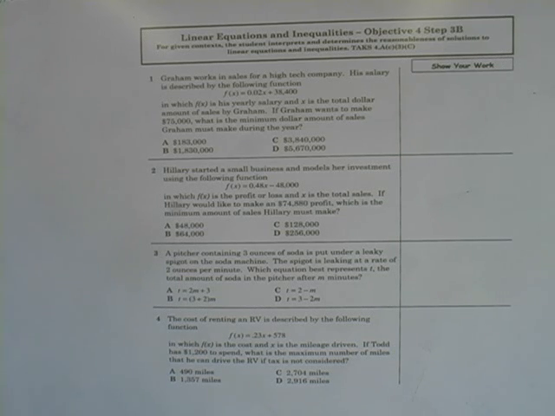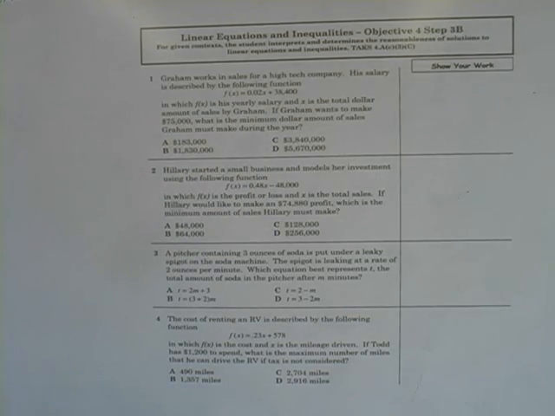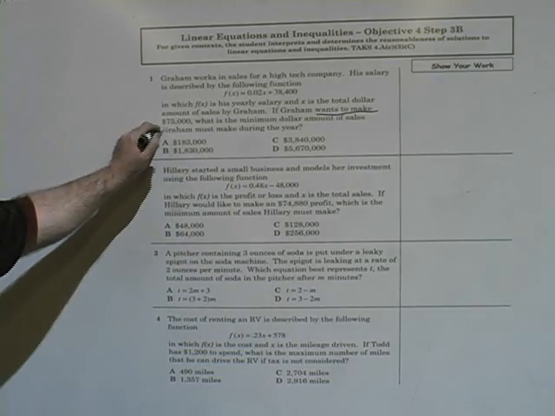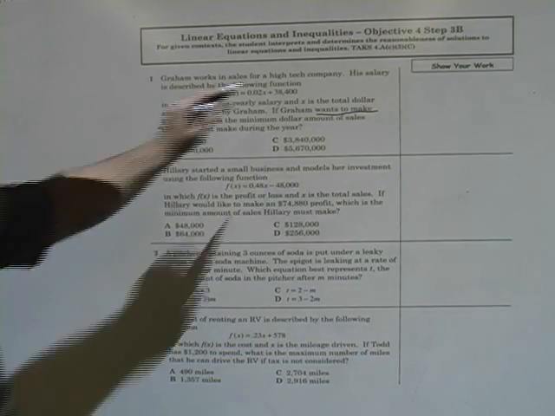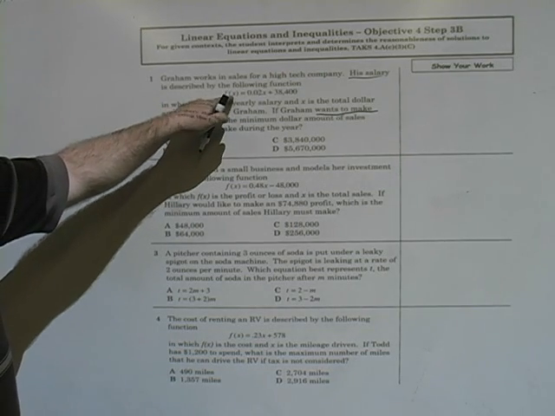Now, what I would recommend on these is plugging these answers in until you find the right answer. If you try to solve this algebraically, it's going to be a little more work. But when you plug these answers in for x up here, what you're looking for is he wants to make $75,000. That's the salary. That's this number out here. You want this to equal 75,000.